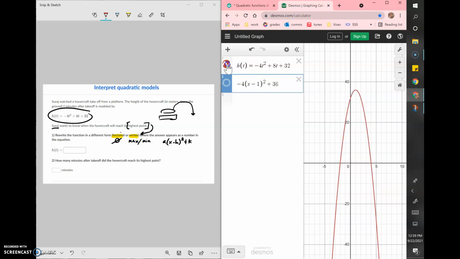So now I've got the graph matching the original standard form equation, and I've got it in vertex form. Now there are a couple of things I need to change. I need to make this a t, and the h of t part is already over there, so I'm just going to copy and paste this over.